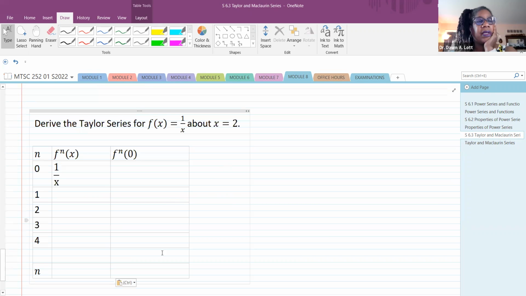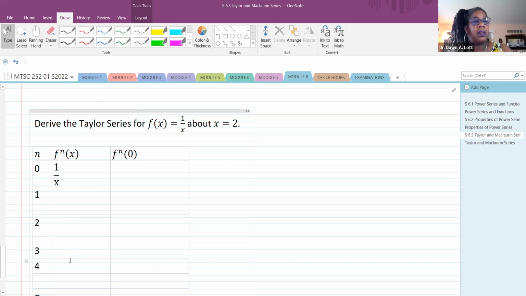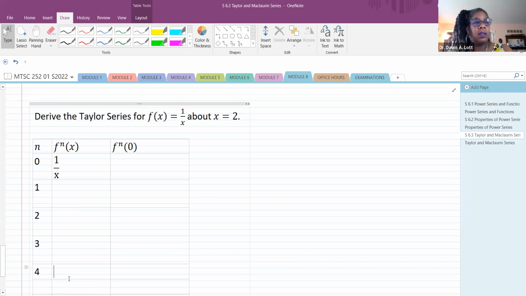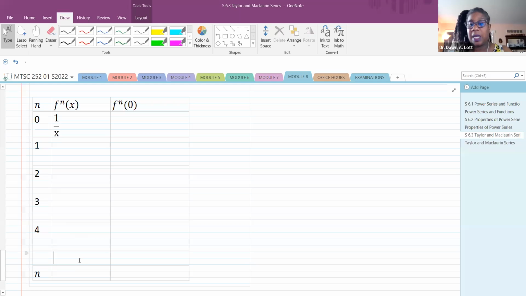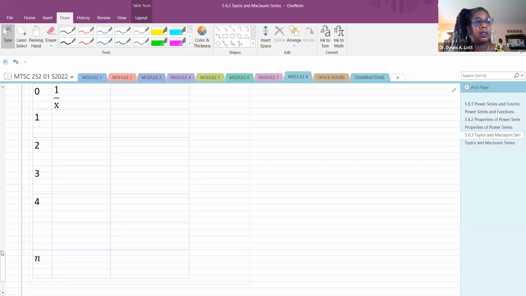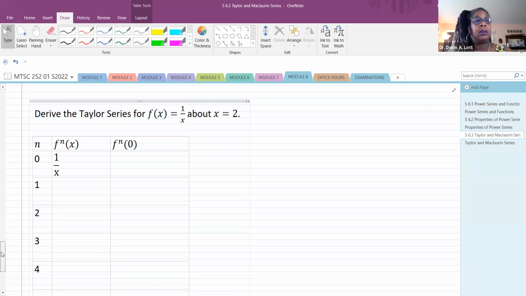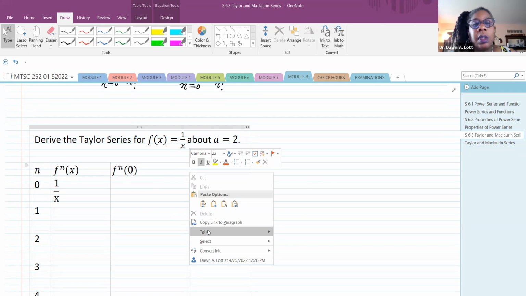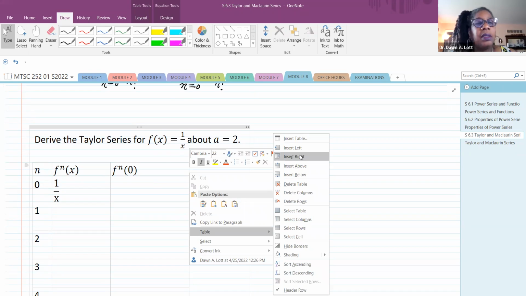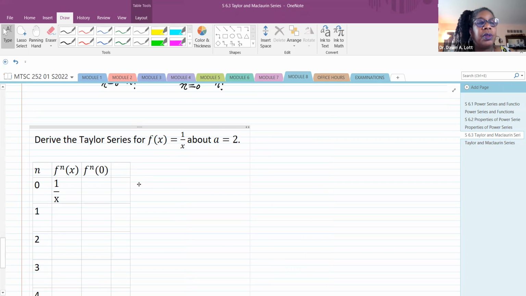All righty. So now we need to define or find the Taylor series. Now, this is truly a Taylor series because x naught is not zero. I'm doing it about a equals 2. I want to add one more column here to the table, add a column to the right, and then let's move this over.